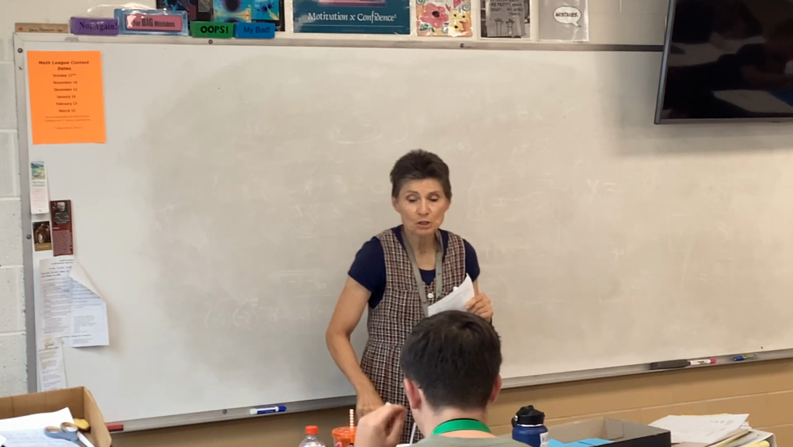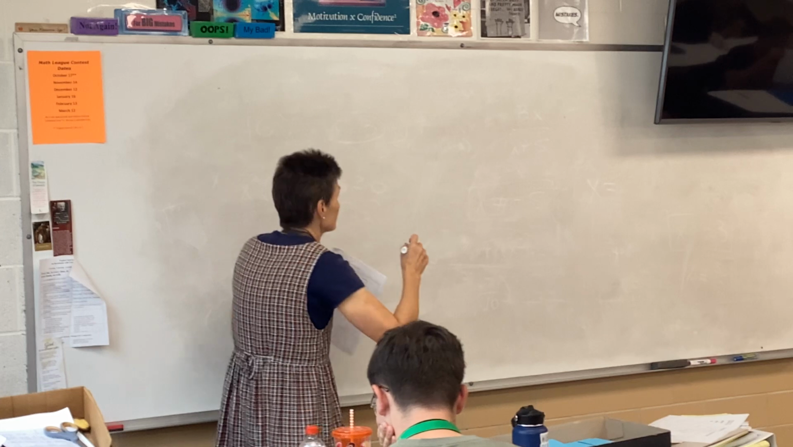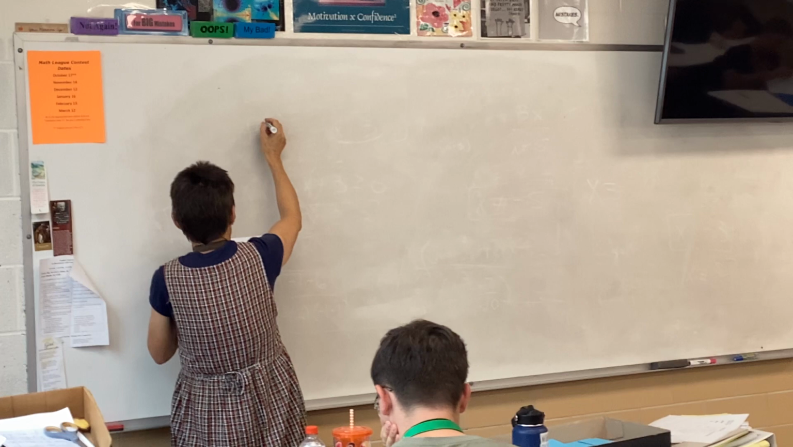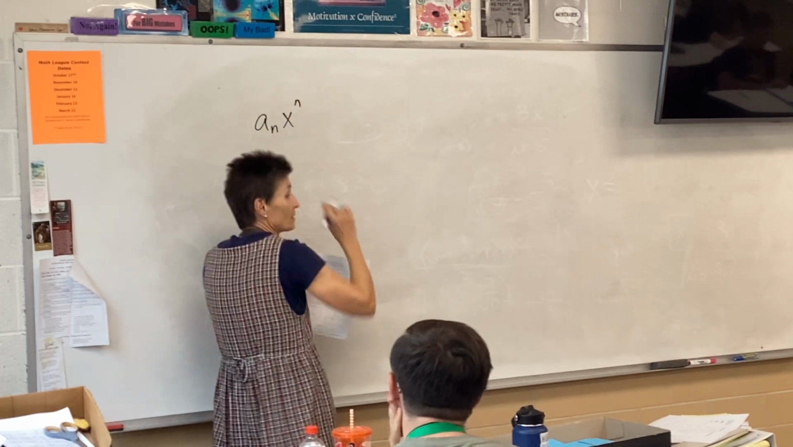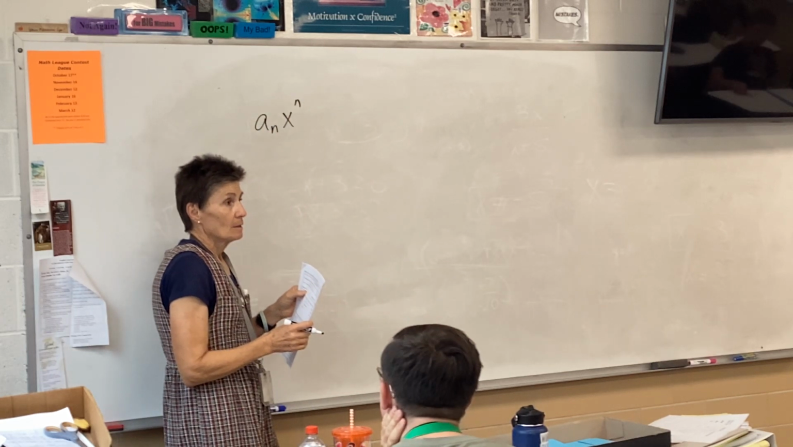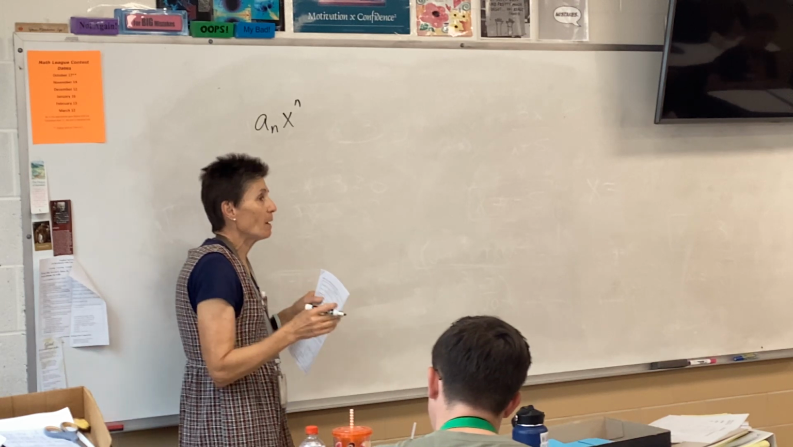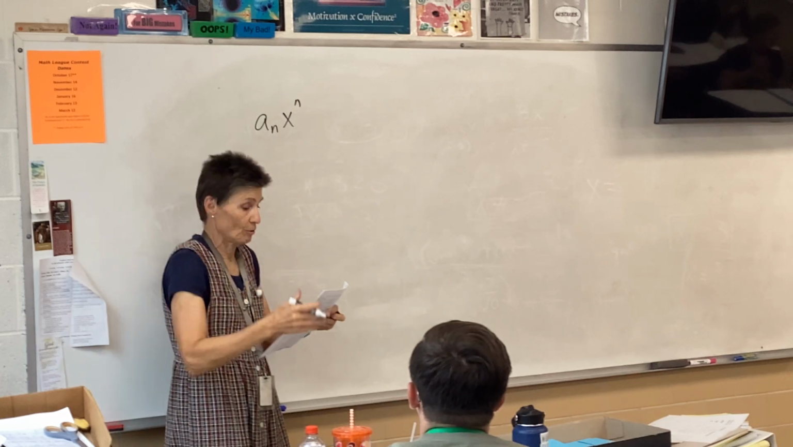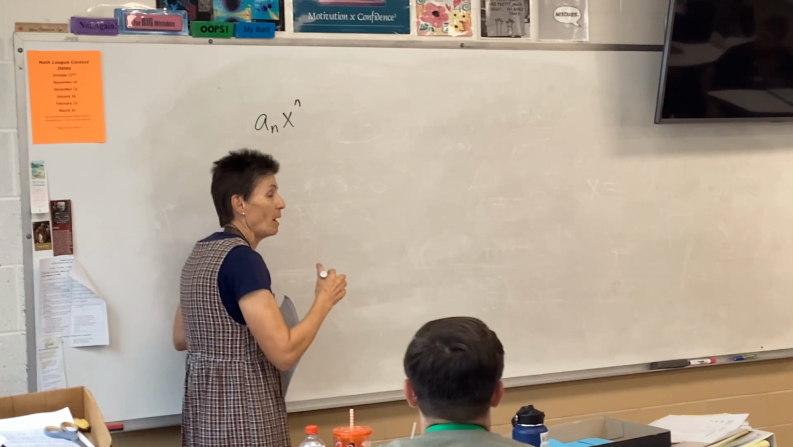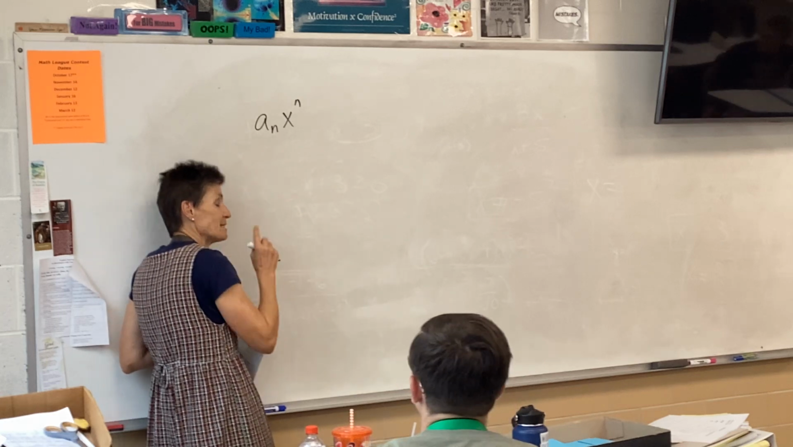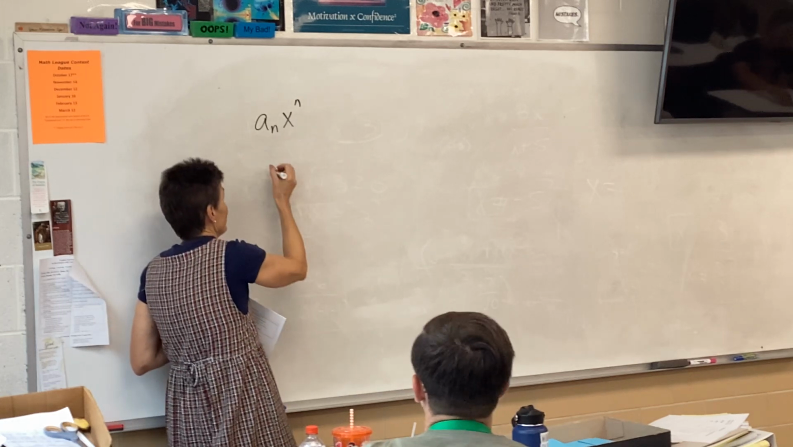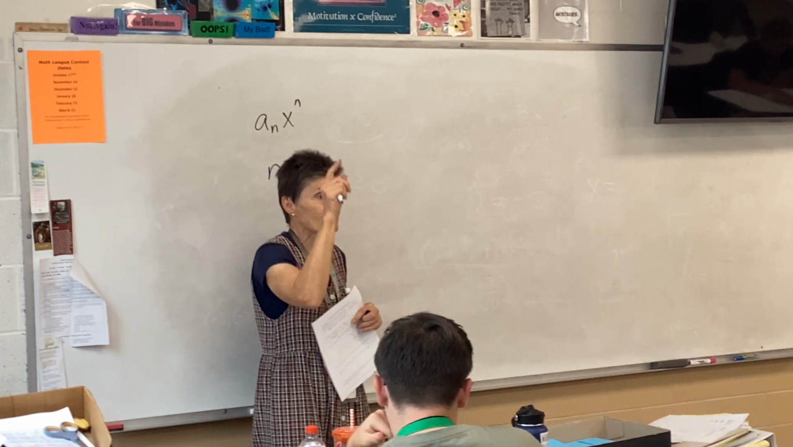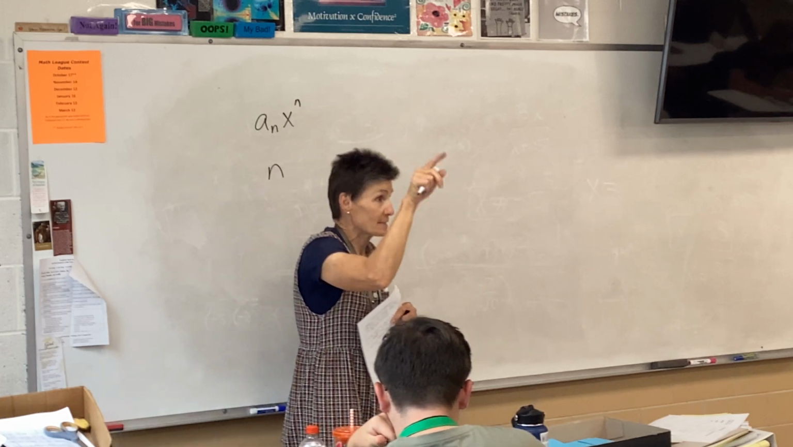What is the leading term? What do you think the leading term is of the polynomial? A sub n x to the n. So, you might have a polynomial that's 3x to the 7th. That would be the leading term. What is the degree of the polynomial? N is the degree of the polynomial. So in my example, 3x to the 7th, the degree would be 7.